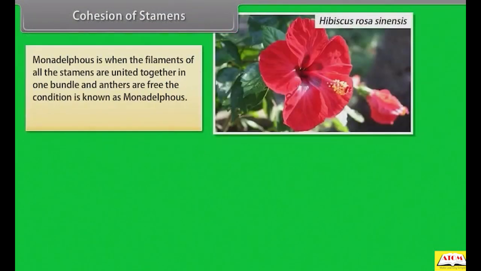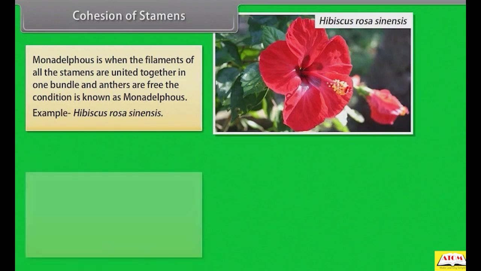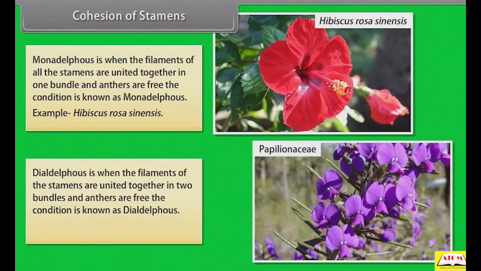Monadelphous is when the filaments of all stamens are united together in one bundle and anthers are free. The condition is known as monadelphous. Example: Hibiscus rosa-sinensis. Didelphous is when the filaments of the stamens are united together in 2 bundles and anthers are free. Example: Papilionaceae.